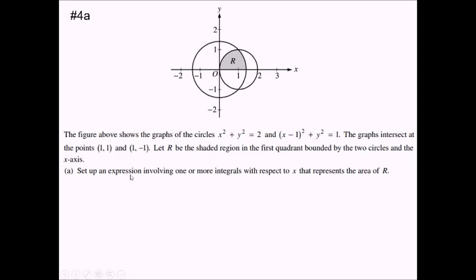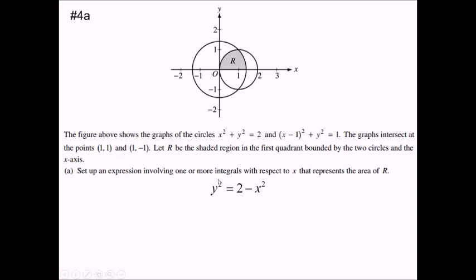We want to set up an expression involving one or more integrals with respect to x that represents the area of R. Okay, well, if I want to have integrals with respect to x, dx's, that means that I need to have these functions expressed as y equals something in terms of x. So I'm basically going to treat the area here as bounded by some semicircles and the x-axis. That's really what's going on here. So let me rewrite this first one. I'm going to subtract x squared from both sides.